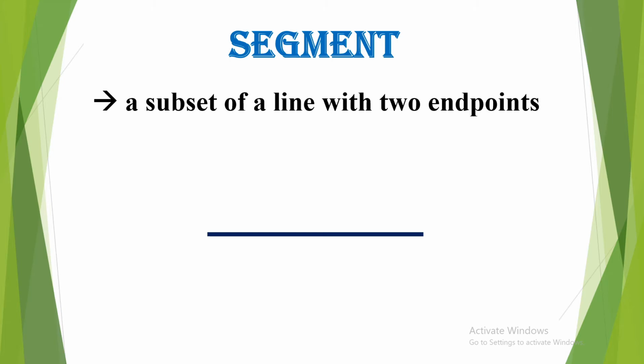In naming a segment, like naming a line, we use 2 points that are found on the line. But for a segment, we must use the two endpoints. So like this one, we have points A and B as the endpoints, so we can name it segment AB. In symbols, we have this one, AB, and a horizontal bar on top of those two capital letters.